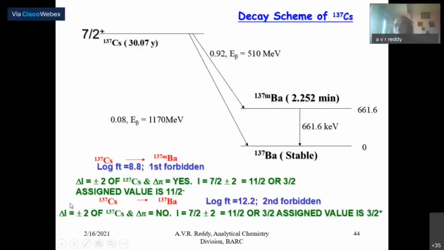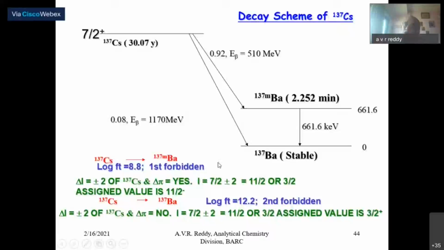Okay. Log ft for the first forbidden. What is first forbidden here? 8.8. And that is going to the M state. First forbidden means, you will not remember for sure, delta I is equal to 1, delta L also is equal to 1. And delta L is plus minus 2 for this state. And you get a value from this. From this, we can compute what could be the spin value. It could be either 11/2 or 3/2. But this needs a board and explanation.